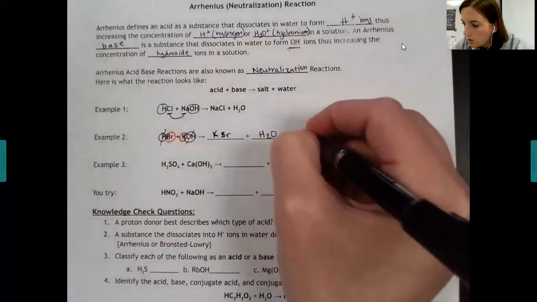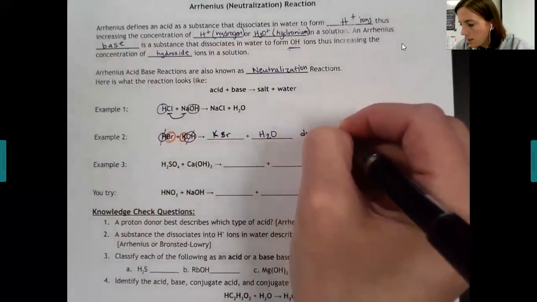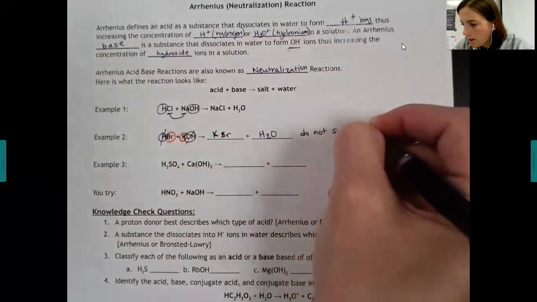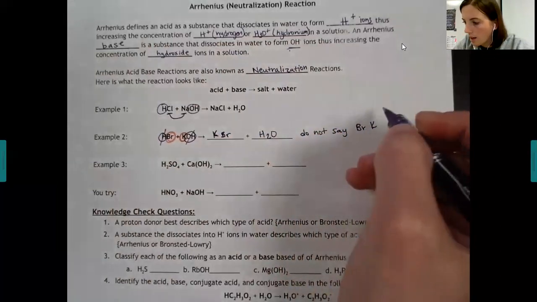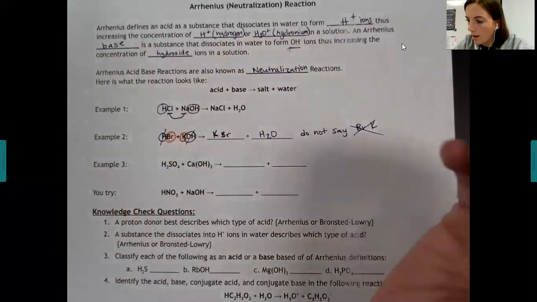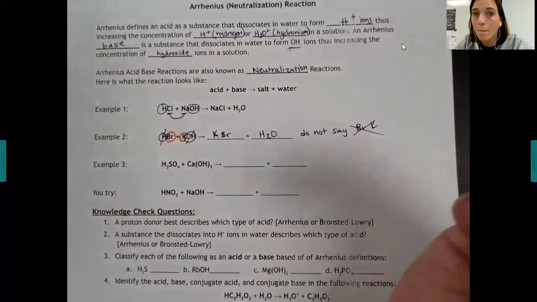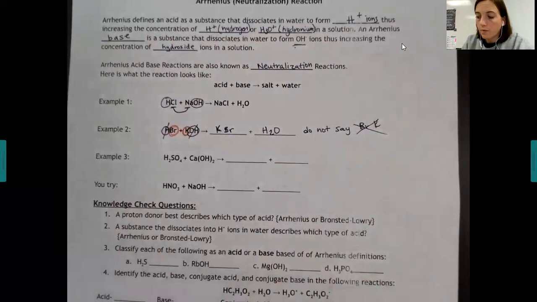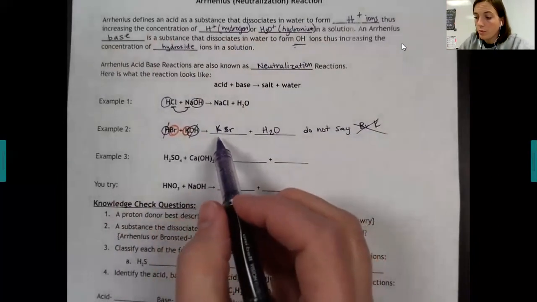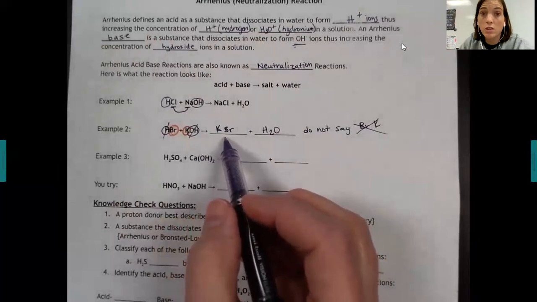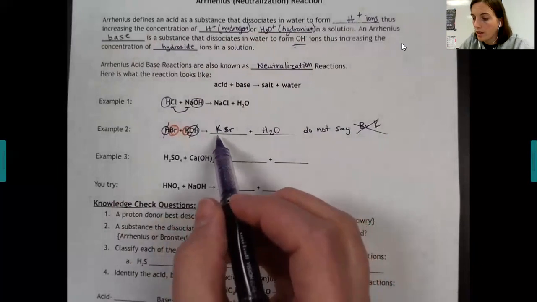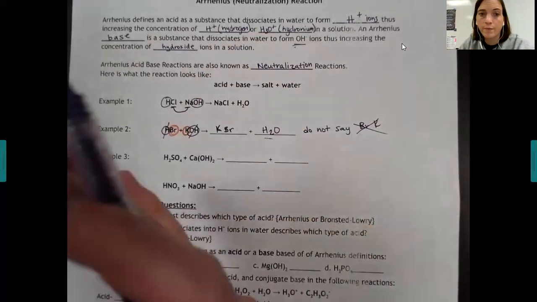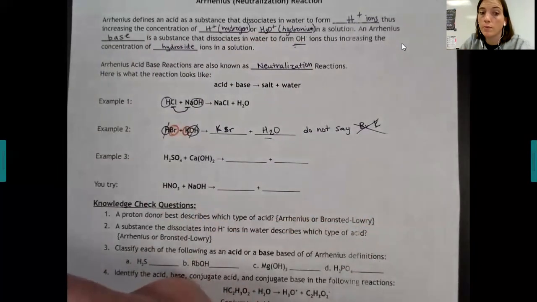Do not say BrK. That will be wrong. K goes first, then the Br. Metal always goes first. But when we do that, we get potassium bromide, which is a salt. Salt, by definition, is when a metal and a nonmetal come together. So here's our salt, here's our water. It's a neutralization problem.